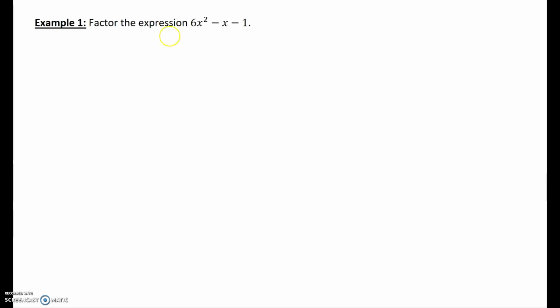Hello and welcome to this factoring of a complex quadratic expression. I'm calling it complex because the number in front of x squared is something different than 1. If we have a 1 in front of x squared, these expressions are pretty easy to find factors for, but when we put a number other than 1 in front of the x squared, it makes it a little bit more complicated.